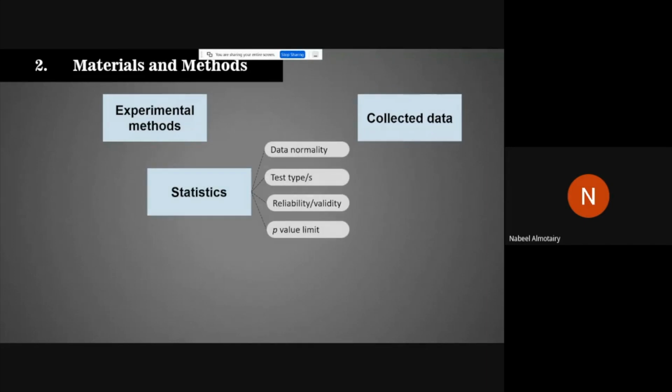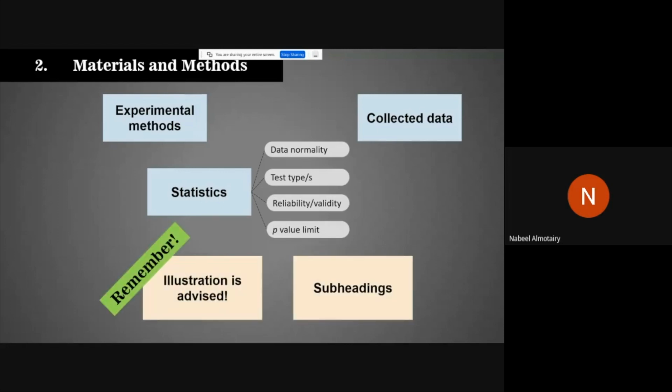And then also the type of statistics. I think it's really important to report the normality of your data. If it's not normally distributed, then you have to do some steps, or maybe you have to choose a certain type of statistical analysis. And then you could also report the reliability and validity of your data, and also write the p-value limit.